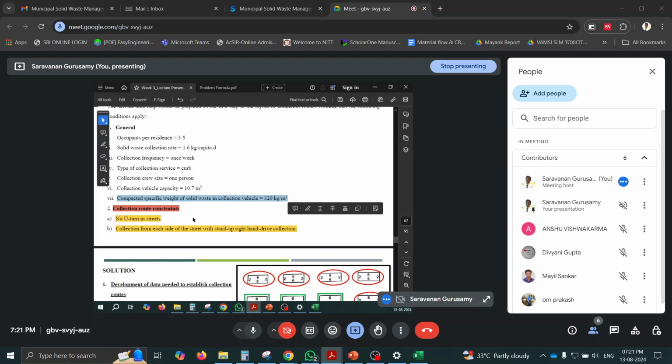And a major thumb rule for designing the collection route is that no U-turn should be there in the streets, because with a heavily loaded truck or vehicle we can't do any U-turn in the street. So no U-turns are allowed. And collection from each side of the street with stand-up right-hand drive collection. Whenever I am going, I have to collect on my right side. It will be easier to collect in all the locations. These 2 are the thumb rules we should follow.